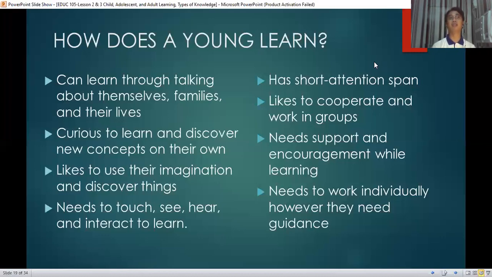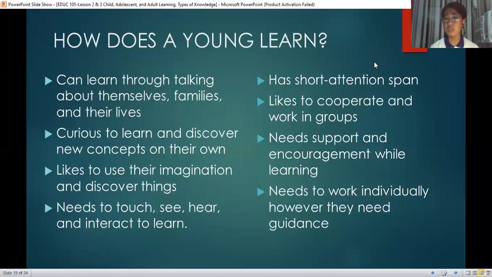Okay. Unlike for adult learners, abstract reasoning would be enough. Okay. Because they already experienced this three. But for the young learners, when you teach, kailangan yung makikita nila, kailangan yung nahawakan nila. It should be something concrete. Okay. Interaction here referring to socializing with their peers because they need to learn from this socialization.